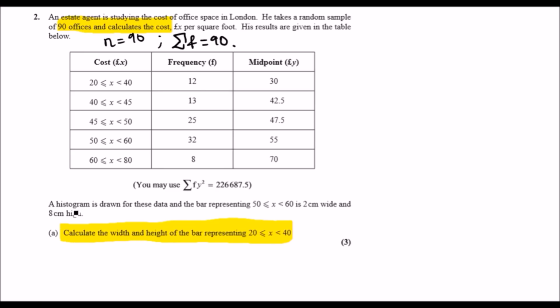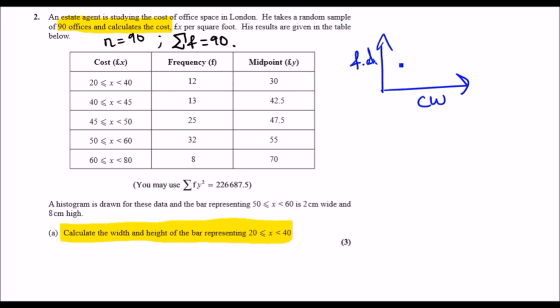Now, a histogram is drawn for these data, and the bar representing 50 to 60 is 2 centimeters wide and 8 centimeters high. Calculate the width and height of the bar representing 20 to 40. So my advice, for every histogram-based question, is to draw a little sketch on the side and label the x-axis the class width, representing in this case the cost, and the y-axis the frequency density. This represents the height.